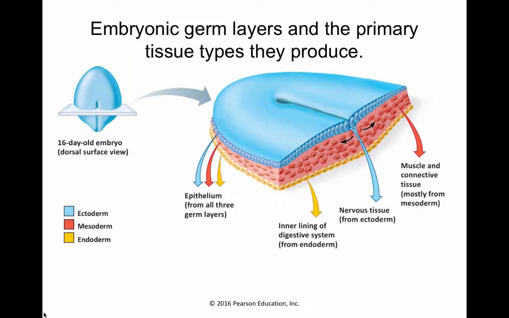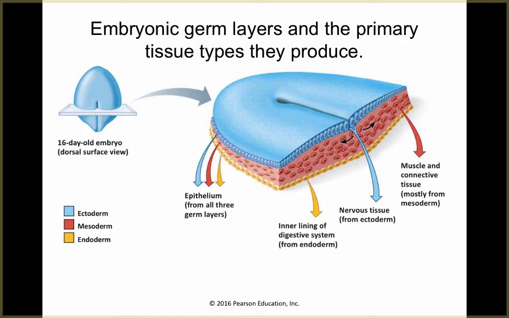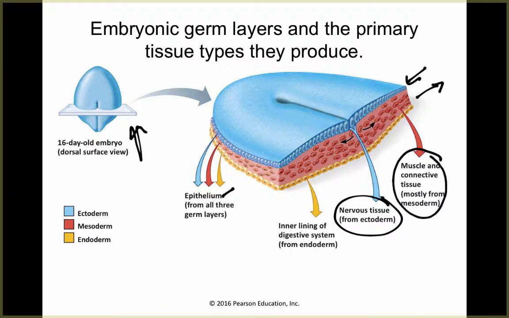This gives you an idea of the embryonic germ layers and the primary tissues that produce each of those. This is a 16-day-old embryo, and this blue part here is the ectoderm. At this point, the nervous tissue and the epithelium arise from that area. The next layer here is the mesoderm, and muscle and connective tissue mostly arise from this layer.